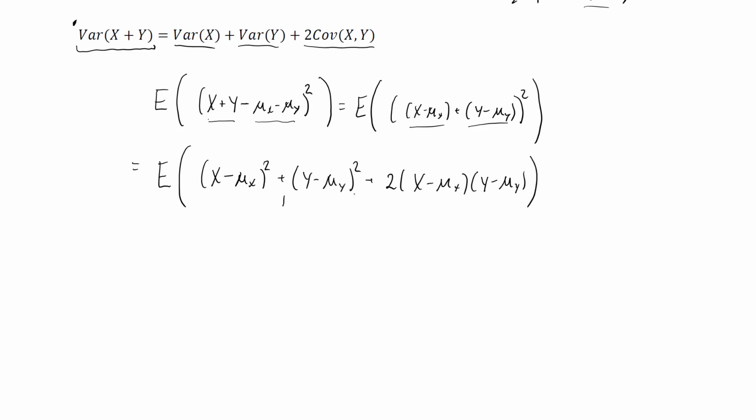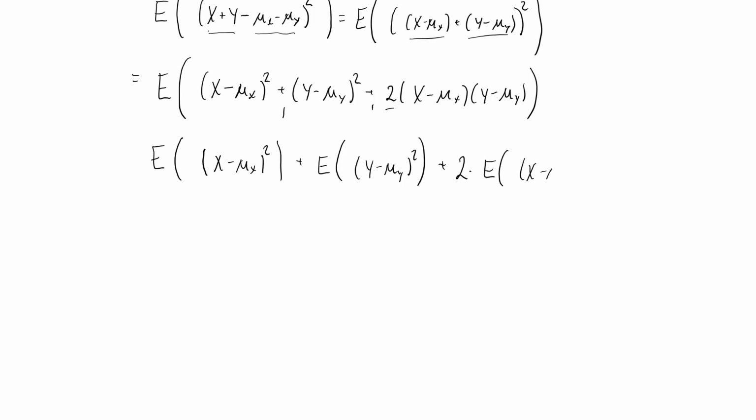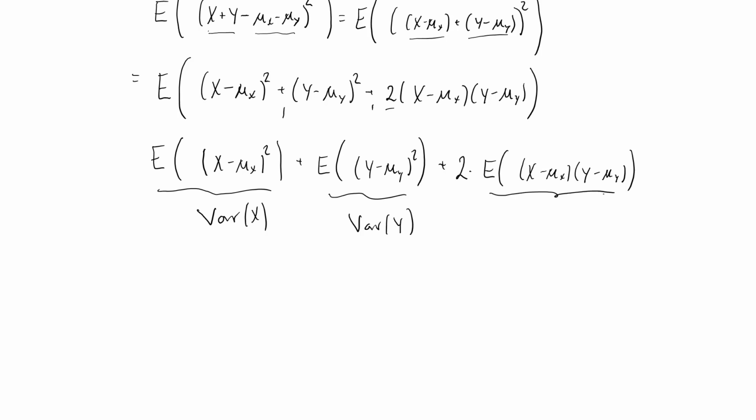It's the expectation where I have sums, I can move it inside. Expected value of (X minus mu_x) squared plus expected value of (Y minus mu_y) squared plus, I can take the 2 outside, constant, expected value of (X minus mu_x)(Y minus mu_y). This is the variance of X, this is the variance of Y, and this is the covariance of X and Y.